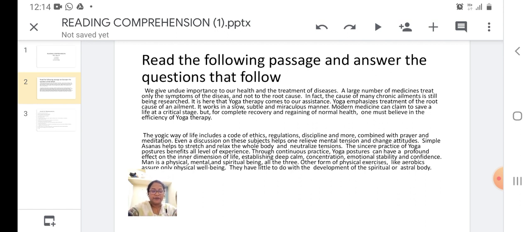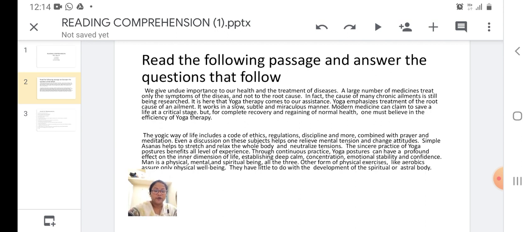Look at the second paragraph. The second paragraph says, the yogic way of life includes a code of ethics, regulation, discipline, and more combined with prayer and meditation. So what I understand is the second paragraph is telling you something about yoga, the importance of yoga treatment, that is, treating disease through yoga. Now, this is what we call a peripheral meaning. We have no time, we have to save our time, so we are not going to read the whole thing. We've got a general idea of what is in the first and second paragraphs.